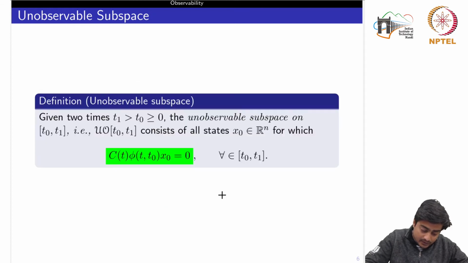First of all, we will define the unobservable subspace. Given two times t1 greater than t naught, which is greater than or equal to 0, the unobservable subspace on t naught to t1, denoted by calligraphic U_O of t naught comma t1, consists of all states x naught for which this condition is satisfied. There is a direct implication from the previous equation by which we can define the unobservable subspace.